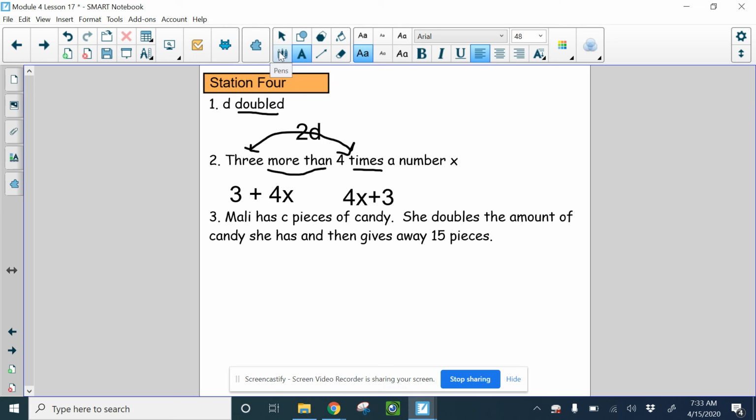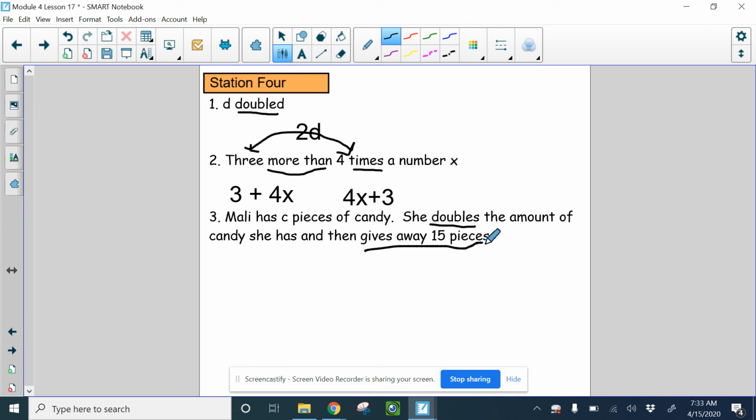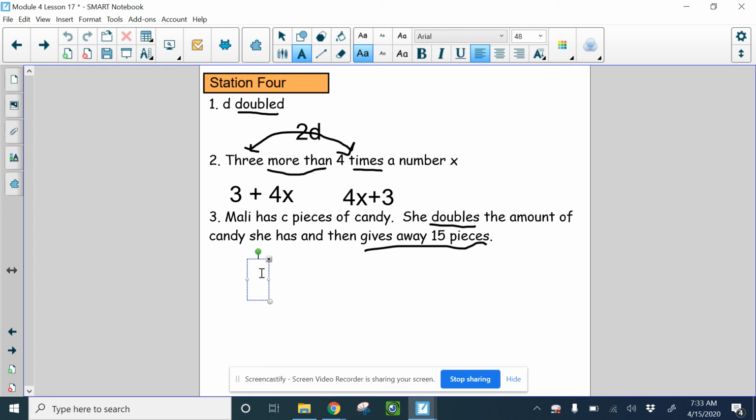All right, let's just do one more and then end with these. Malie has C pieces of candy and she doubles the amount of candy she has, and then she gives away 15 pieces. So if she's doubling her candy, doubling again would be multiplying by 2. I want to put the 2, the coefficient, in front, and then C, the variable, behind that. If you give away something, that's subtracting. So I would say 2C minus 15.